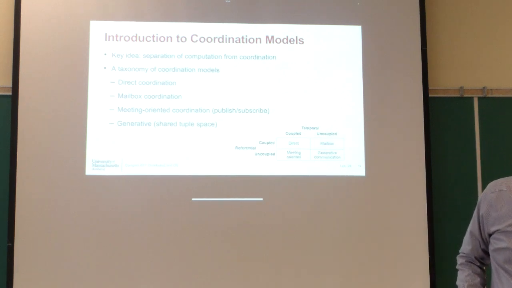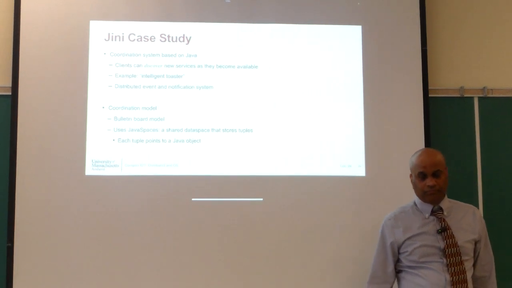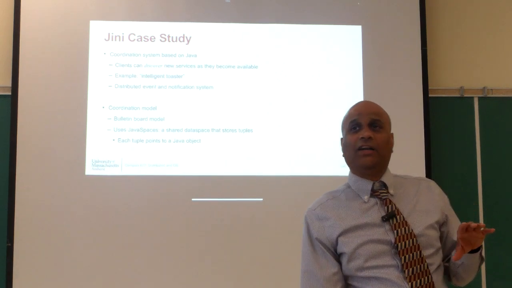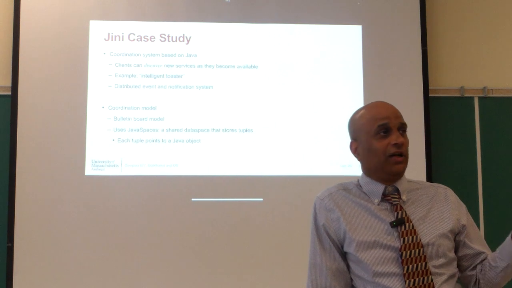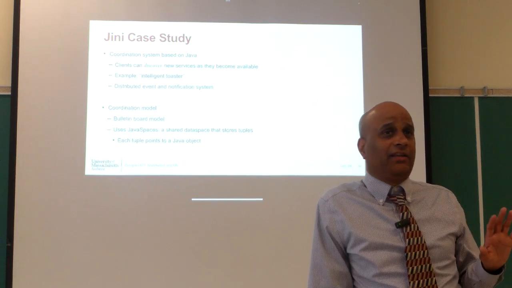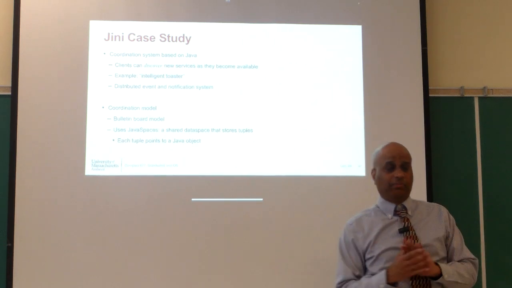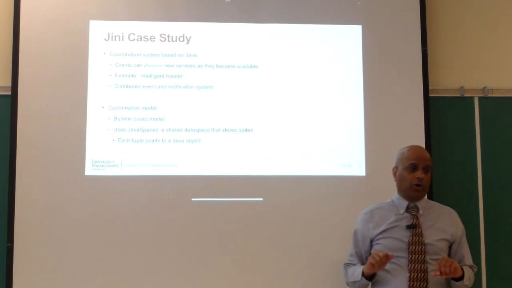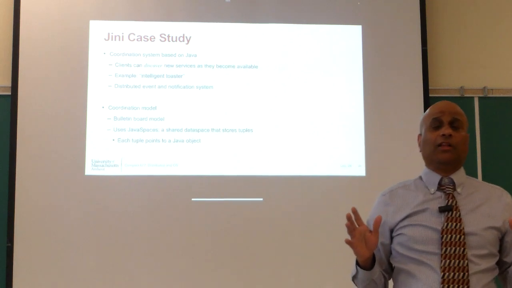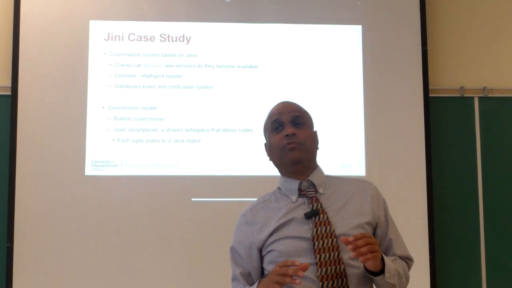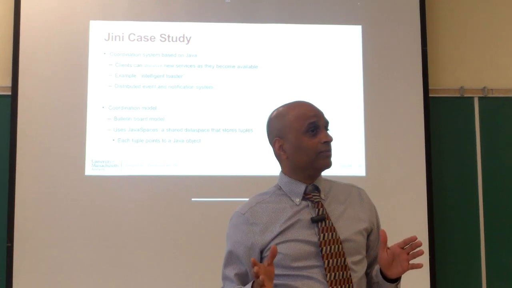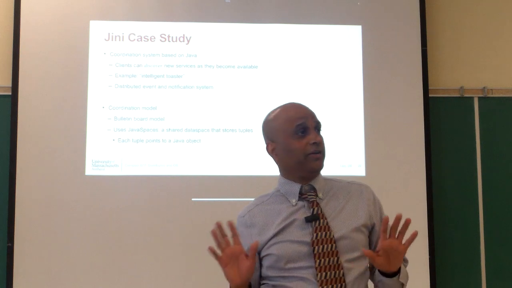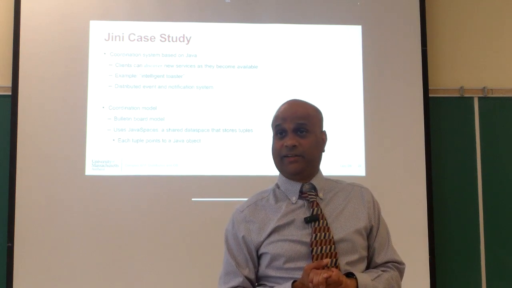All right, so let's talk about generative communication. We are going to look at it through the lens of a specific middleware system called Genie, which is a Java-based middleware system. But the ideas are general enough that they apply to many other systems. First, what does this model look like? The best way to understand generative communication is a bulletin board model. A bulletin board is the best physical world example that maps to generative communication, and they are decoupled in space and time.